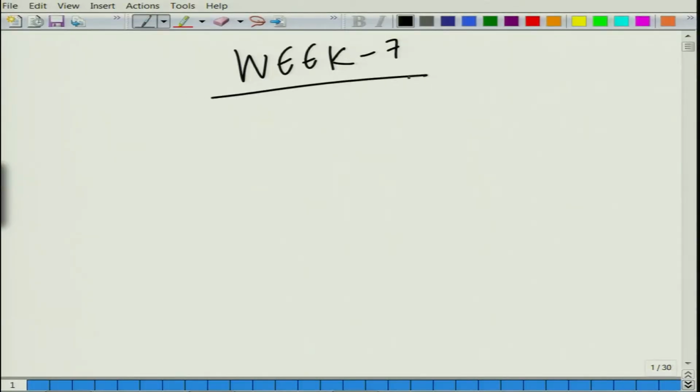Welcome to week 7 of our NPTEL course on muffler acoustics. Here we have application to automotive exhaust systems. Now, in this week, week 7, we are going to, for the first time, introduce the effect of mean flow on the acoustic performance of mufflers.